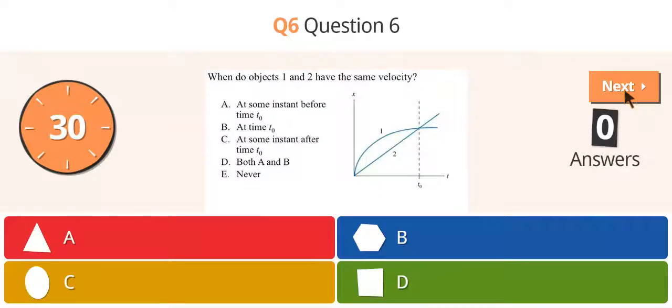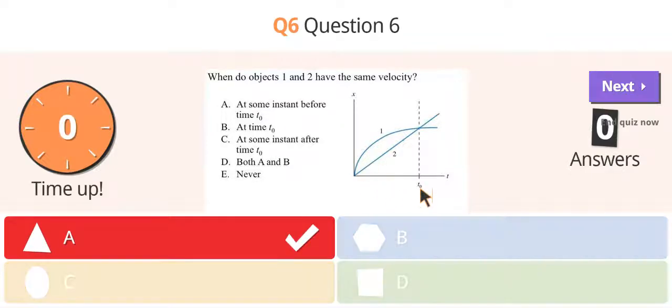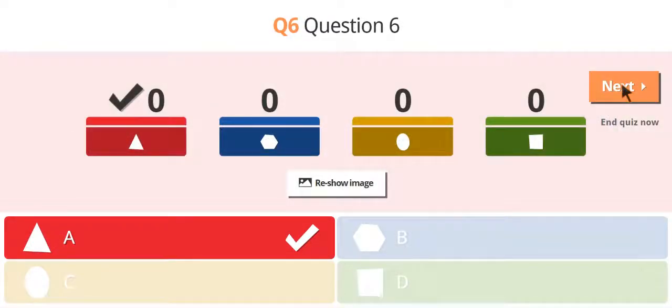Then next question, question 6. When do objects 1 and 2 have the same velocity? Number 2 has a velocity that's equal to its slope right there. Number 1 has the same velocity somewhere around here, because if I took a tangent line somewhere around there, it would have a slope that's approximately equal to this slope right there. So sometime before t is equal to 0. So A is the correct answer there.